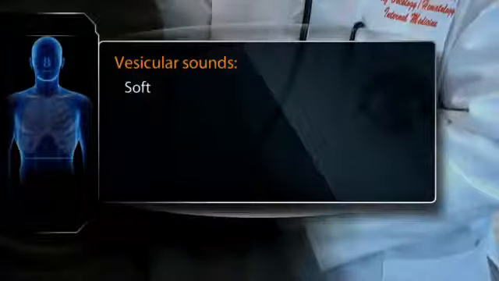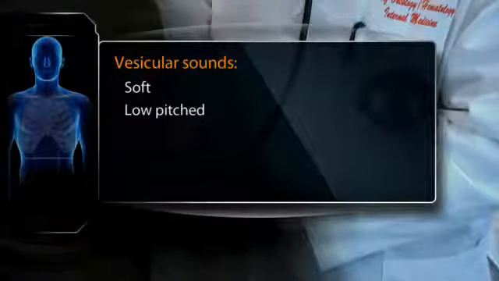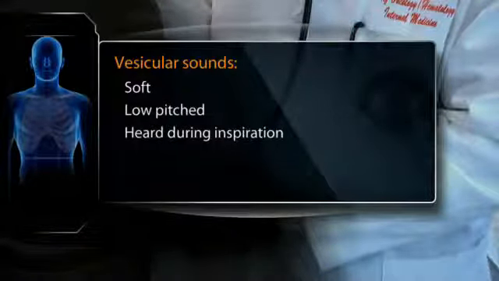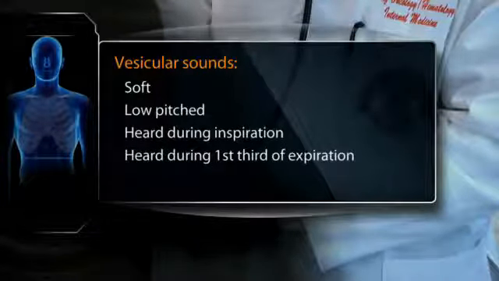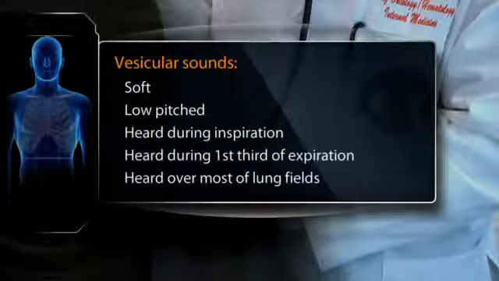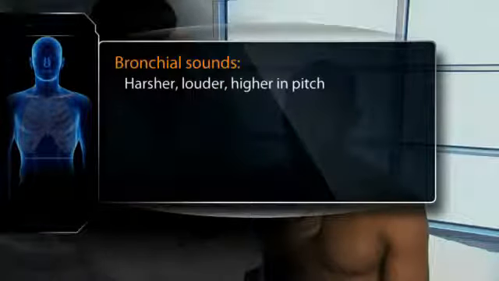Normal vesicular breath sounds are soft and low-pitched. They are normally heard during inspiration and during the first third of expiration, and can be heard over most of the lung fields. Bronchial breath sounds are harsher, louder, and higher in pitch than vesicular sounds.